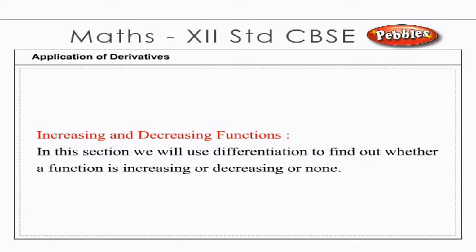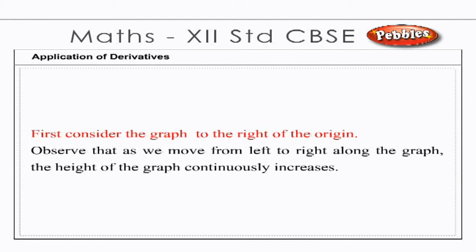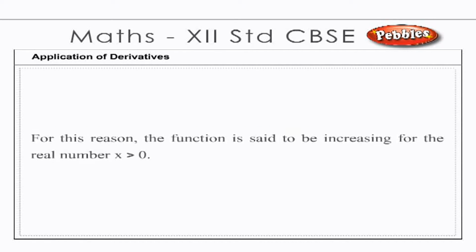Increasing and decreasing function. In this section, we will use differentiation to find out whether a function is increasing or decreasing or none. Consider the function f given by f of x is equal to x squared, x belongs to R. The graph of this function is a parabola as given in the figure. First, consider the graph to the right of the origin. Observe that as we move from left to right along the graph, the height of the graph continuously increases. For this reason, the function is said to be increasing for the real number x greater than 0.